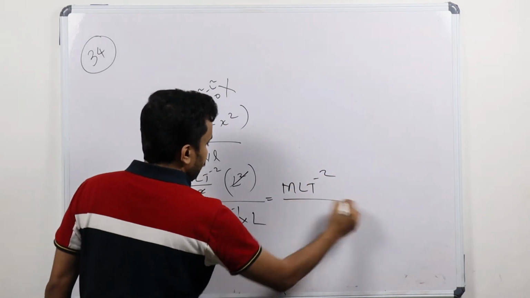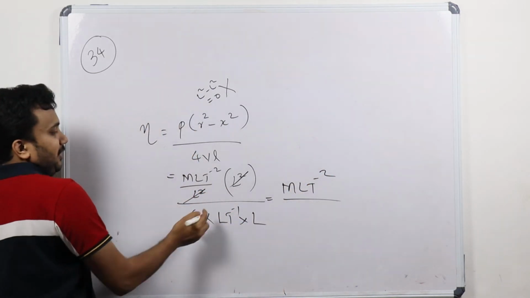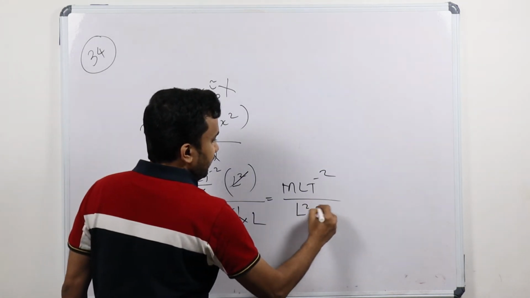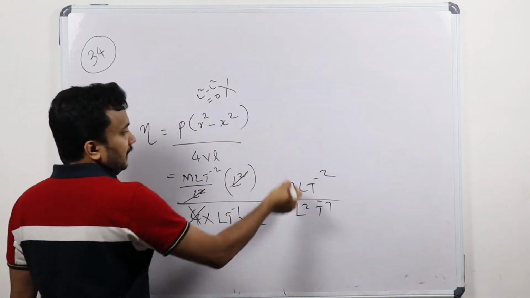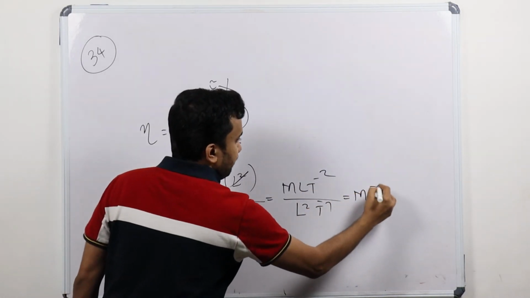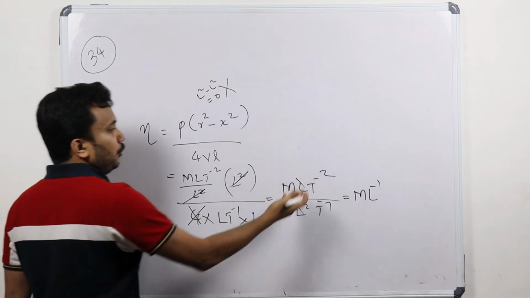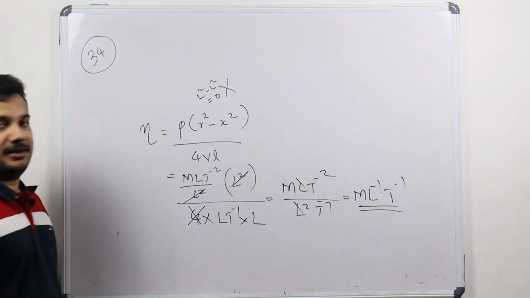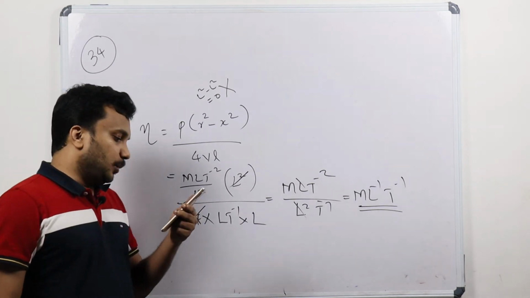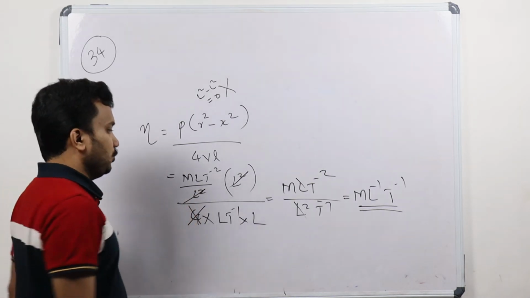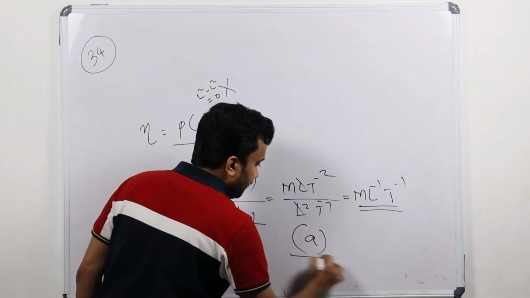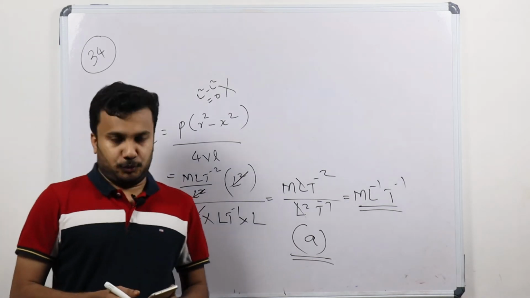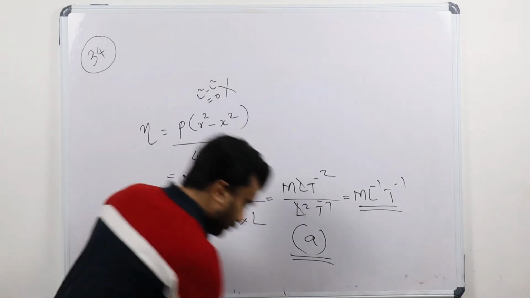What is balance will be mLT raised to minus 2 in the numerator, and the denominator has 4, which has no dimension formula. So it becomes L square T power minus 1. L and L get cancelled, so it becomes mL raised to minus 1. This L goes to the numerator, and this T goes to the numerator, so T power minus 1. So mL raised to minus 1 T power minus 1 matches option A. So option A is the right answer for question number 34. Let's move to the next question.